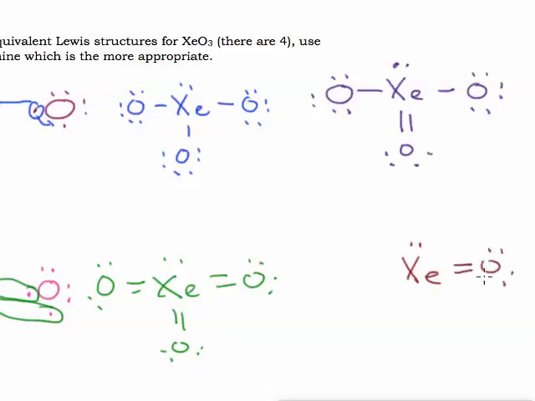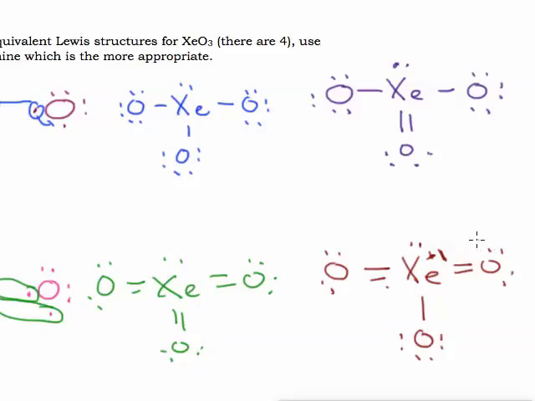Let's talk formal charge for these now. Xenon has 8. So we have 8 minus 1, 2, 3, 4, 5, 6, 7. So 8 minus 7 gives us positive 1. And oxygen has 1, 2, 3, 4, 5, 6. 6 minus 6 gives us 0. So we know double bonded oxygens are 0. 2, 4, 6, 7. So 6 minus 7 gives us negative 1. So that one's pretty good.